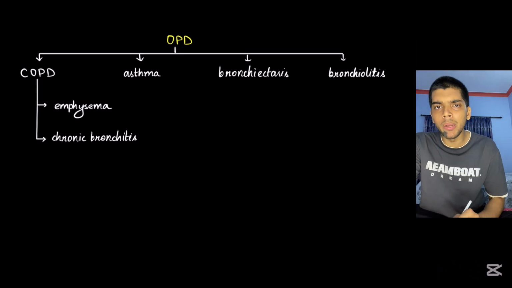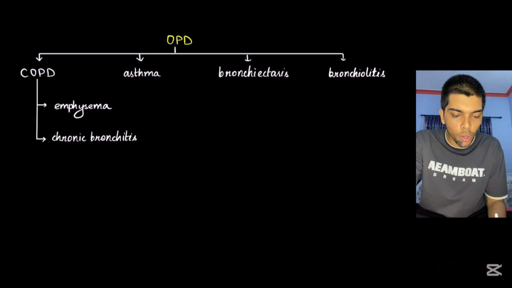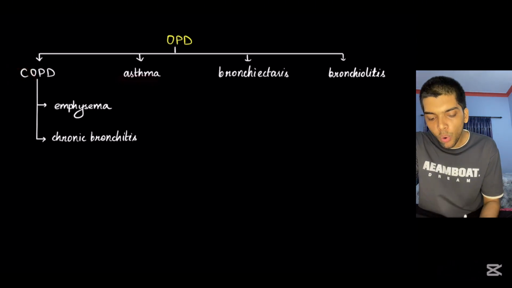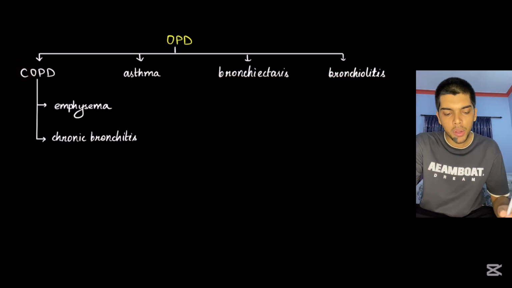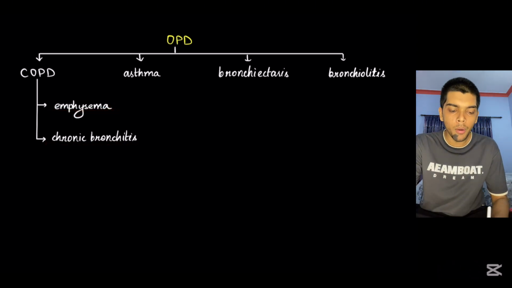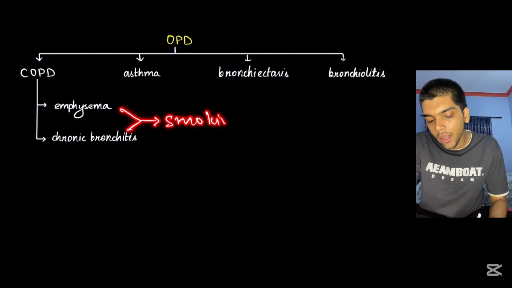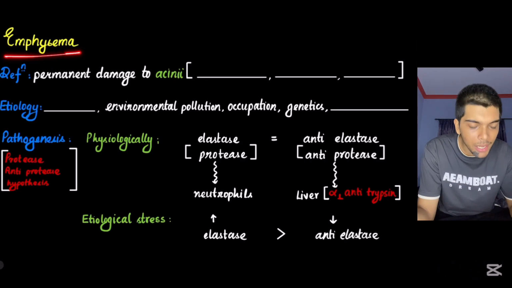Under obstructive pulmonary disease, we have four major diseases: chronic obstructive pulmonary disease, asthma, bronchiectasis, and bronchiolitis. Under chronic obstructive pulmonary disease, we have emphysema and chronic bronchitis. Both of them have a very strong association with smoking. Starting off with emphysema.